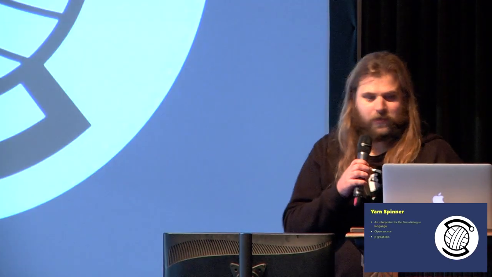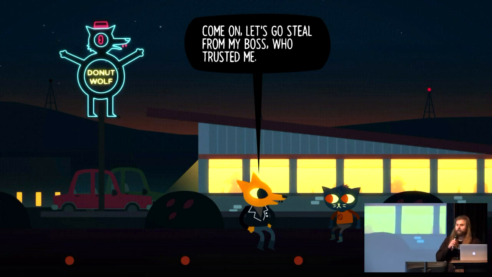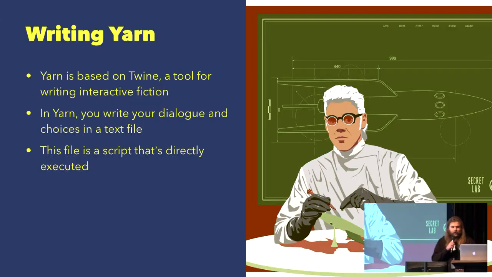Yarn Spinner is an interpreter for the Yarn dialogue language, which you'll see some of in a bit. It's open source, and I think it's pretty great. It was mostly written in tandem with a video game coming out later this year called Night in the Woods, which you should go and check out. It's based on a language called Twine.